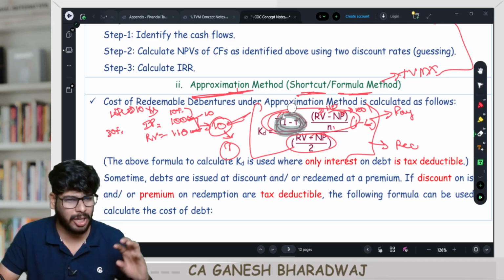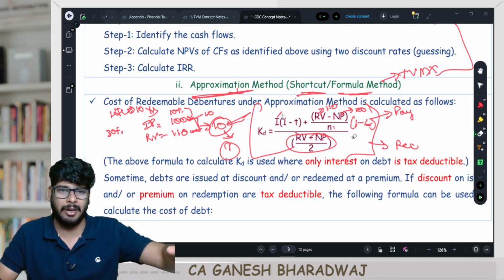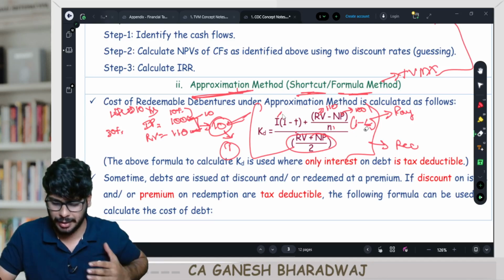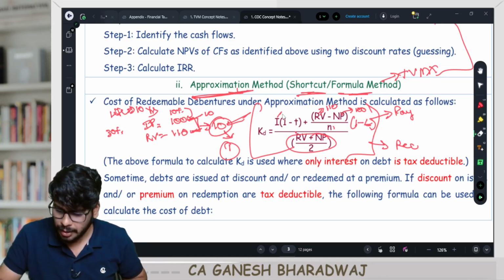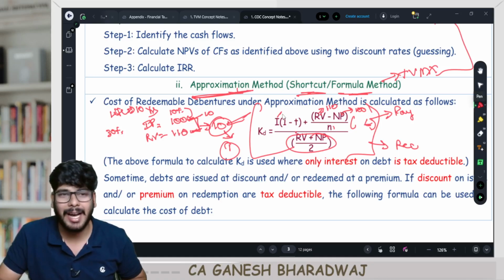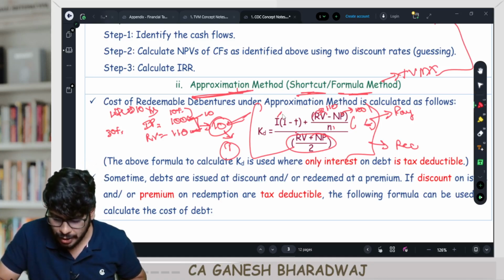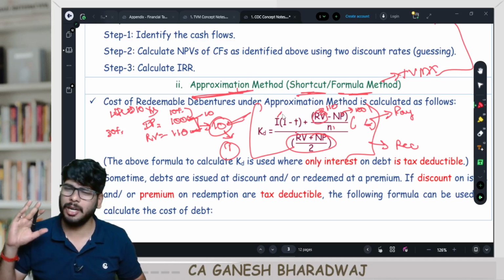As in, it is not the very right approach. The correct way of calculating KD is only your IRR, yield to maturity method. But we are doing this for convenience's sake. I will prove to you why, because this formula is actually not at all correct.